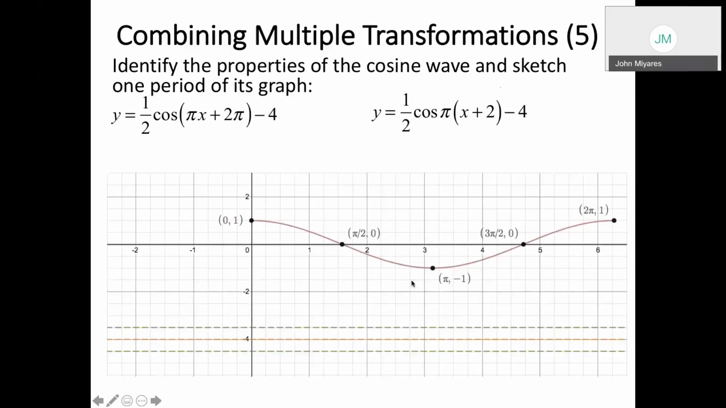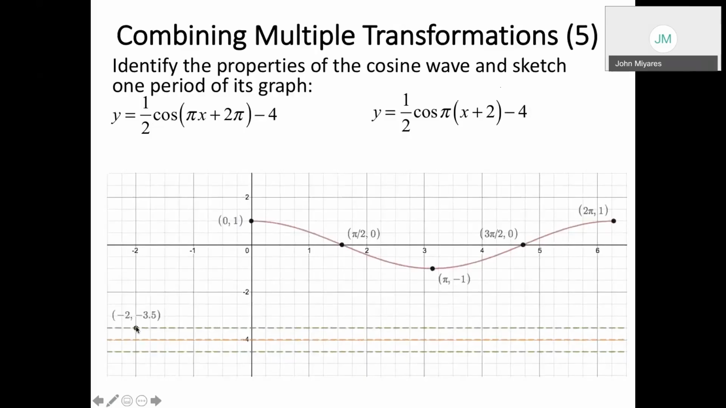The phase shift is going to be -2, or rather, we're going to be moving 2 units to the left because of the +2 inside the parentheses, which means our starting point for this first cycle is going to be here at (-2, -3.5). We know that the cosine wave normally starts at its peak, but we're going to shift the peak 2 units to the left from where it should have been based on that +2.